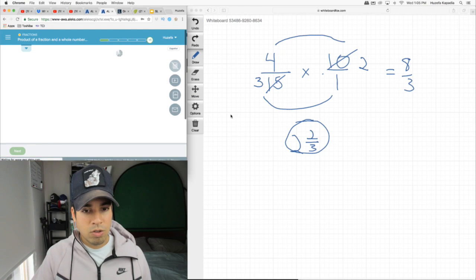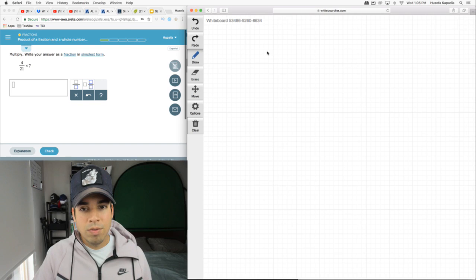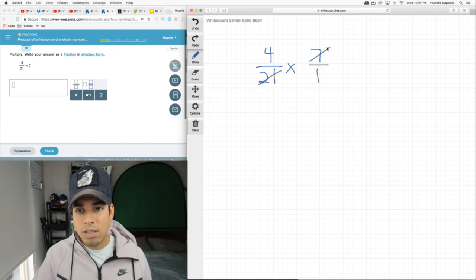All right, let's do the next question here. We've got the same deal, 4 over 21 times 7 over 1, straight away converting it to an improper fraction over 1. Let's cross simplify. The 21 and the 7 can both be divided by 7. 7 divided by 7 is 1. 21 divided by 7 is 3. And now we multiply across.